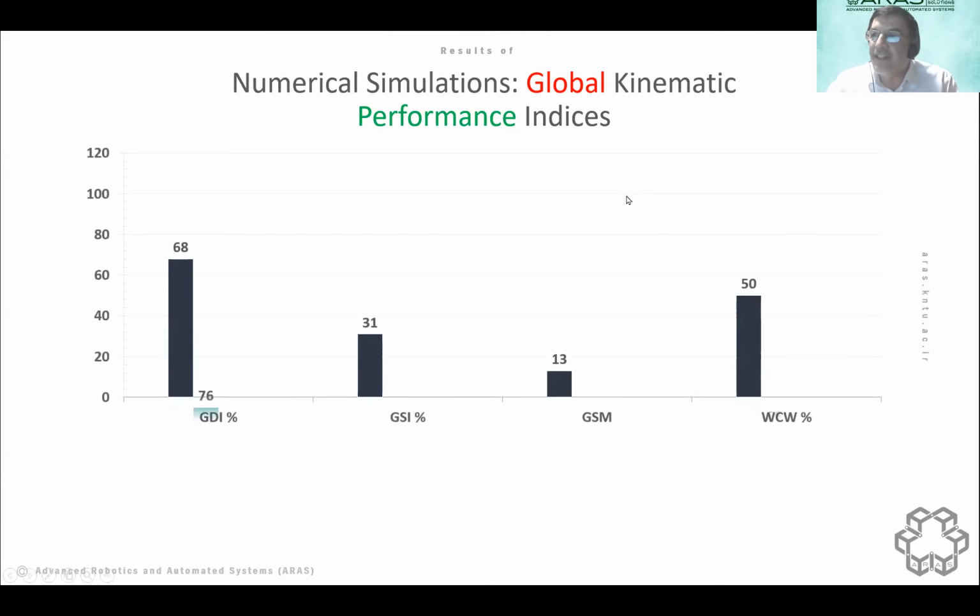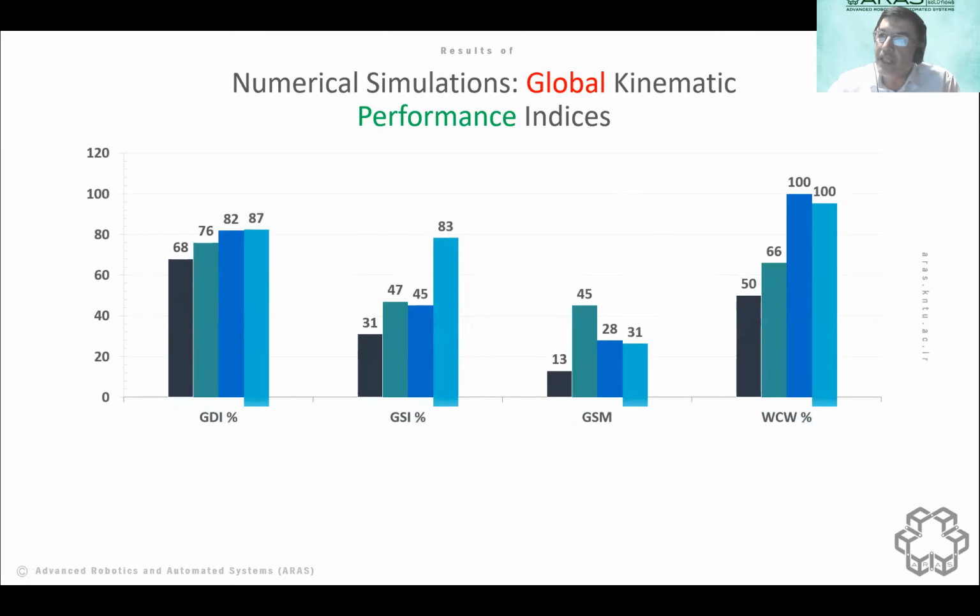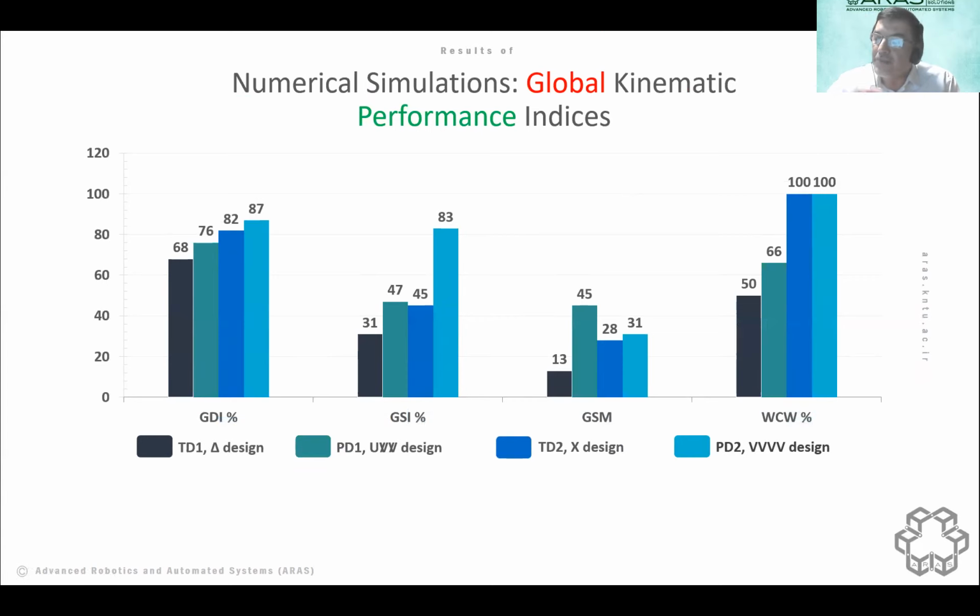It seems that if we are using the case, we can also make all the comparisons together. Different measures are considered for different designs. Of course, the redundant cases, in these 2 colors, will give us the most wrench feasible or wrench closure workspace, but they are more expensive and a bit difficult to commercialize.